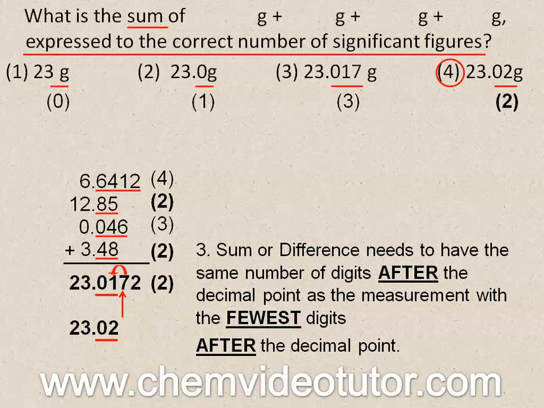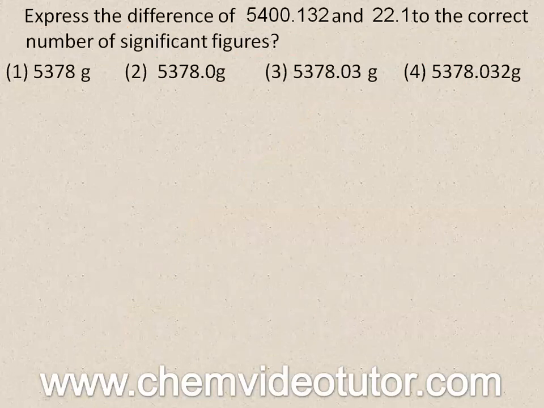The only time this wouldn't work is if there was more than one choice that also had the fewest number of digits after the decimal. In that case, you will need to calculate and round correctly. This shortcut also works for subtraction problems. Without calculating, you should now be able to quickly tell what the answer is.